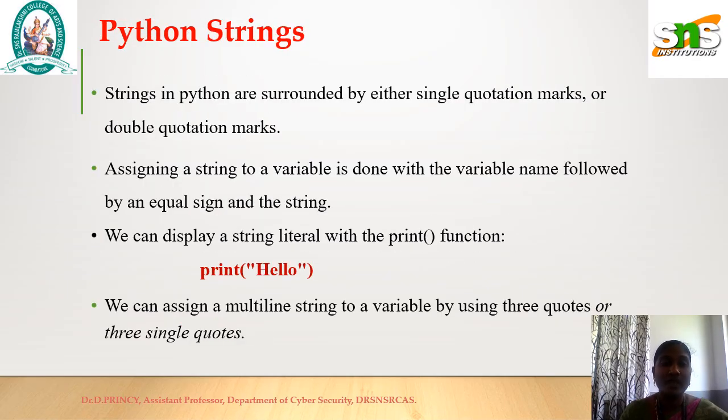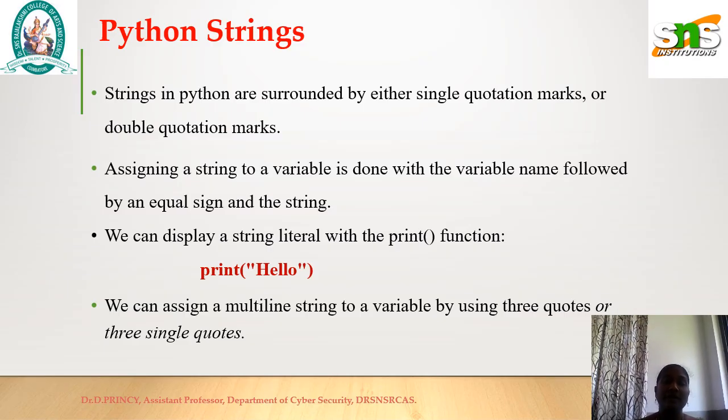Python strings. A string is a group of characters. In Python, strings are surrounded by either single quotation marks or double quotation marks. When you are assigning a string to a variable, the variable name is followed by an equal sign and the string value, and the value should be enclosed with double quotes or single quotes. We can display the string literal using the print function, like print of hello. Directly we can display the string values without assigning the value to a variable. We can assign a multi-line string to a variable using three quotation marks.